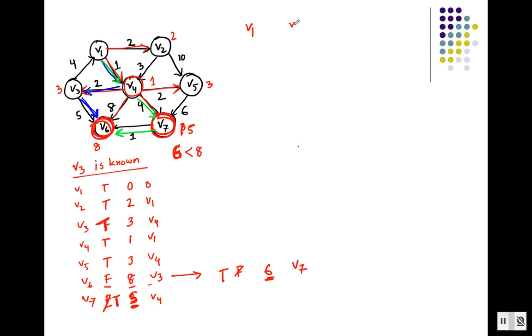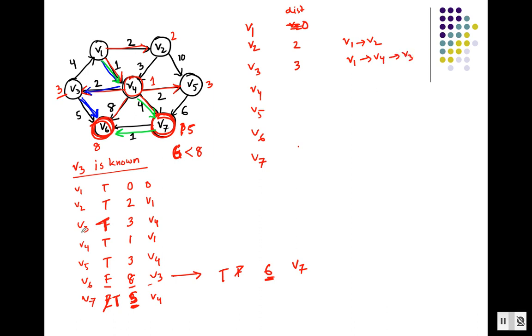So from v1, the distances to v1, v2, v3, v4, v5, v6, v7. v1 to v1 is 0, v1 to v2 is 2, and the path is v1 to v2. v1 to v3, the distance is 3, and you can find the path this way: for v3, the previous node is v4, and for v4 the previous node is v1. So the path is v1, v4, v3.